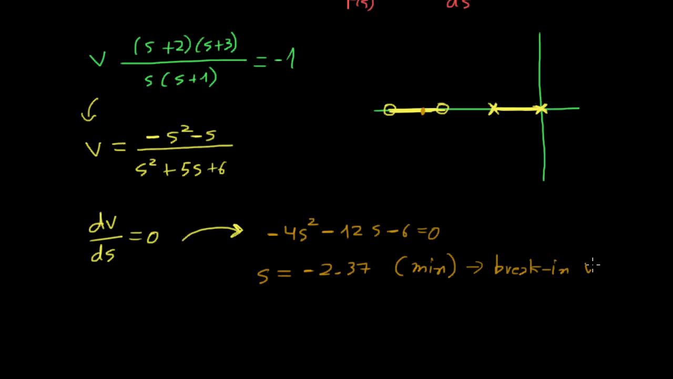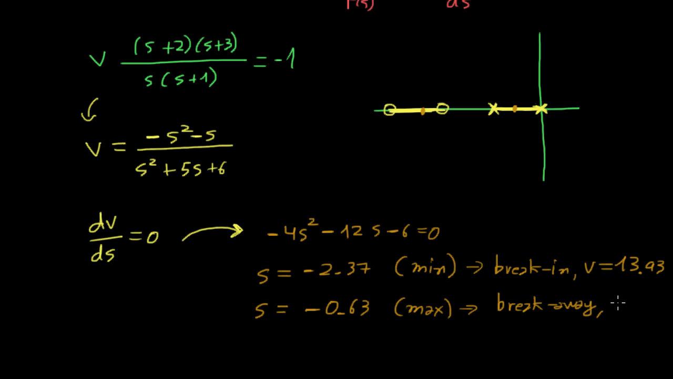And this takes place for v equal to 13.93. And the other solution is s equal to minus 0.63, which is a local maximum, and therefore it is defining a breakaway, just as we expected, because it's between two poles. And this takes place for v equal to 0.07.